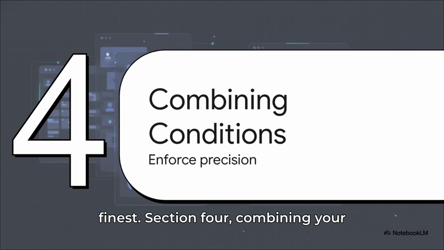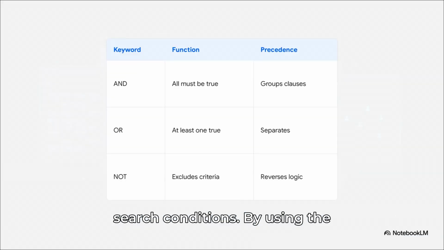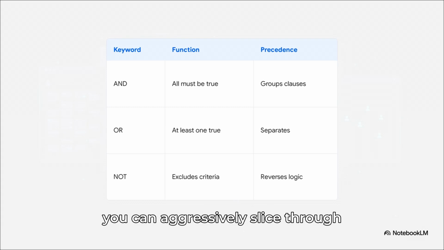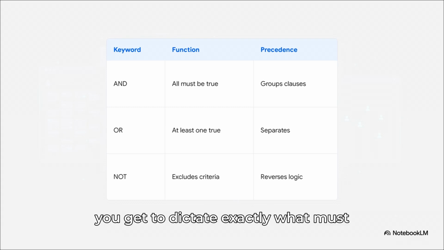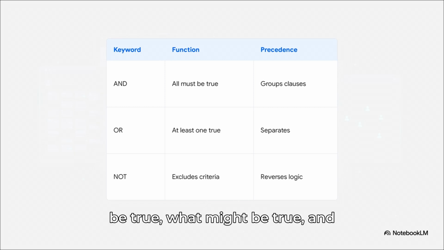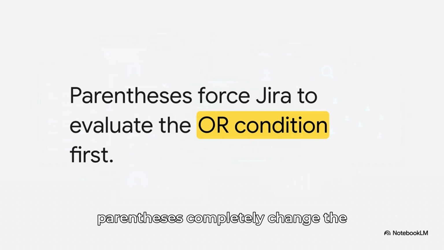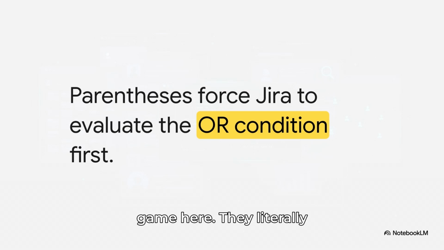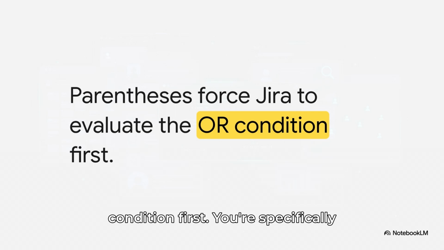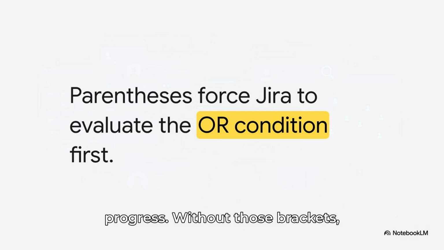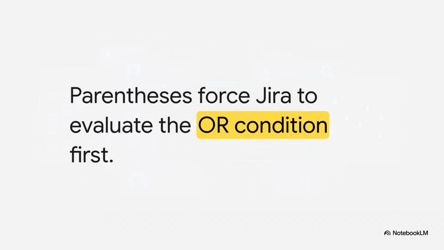Section 4. Combining your search conditions. By using the keywords AND, OR, and NOT, you can aggressively slice through all the noise. Think of it like a strict mathematical formula. You get to dictate exactly what must be true, what might be true, and what should be completely excluded. And look at how the parentheses completely change the game here. They literally force Jira to evaluate that OR condition first. You're specifically asking for high-priority tickets that are either open or in progress. Without those brackets, the logic just completely falls apart.